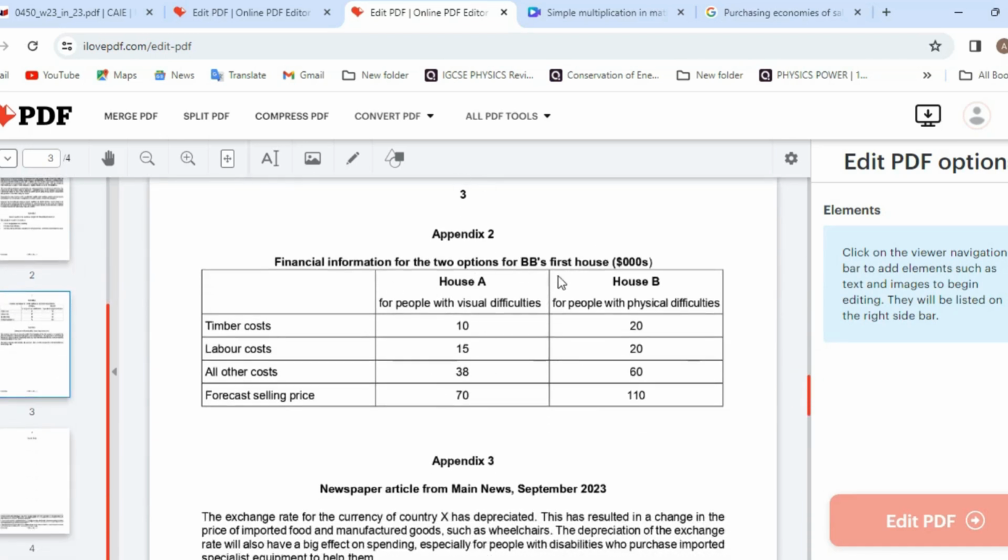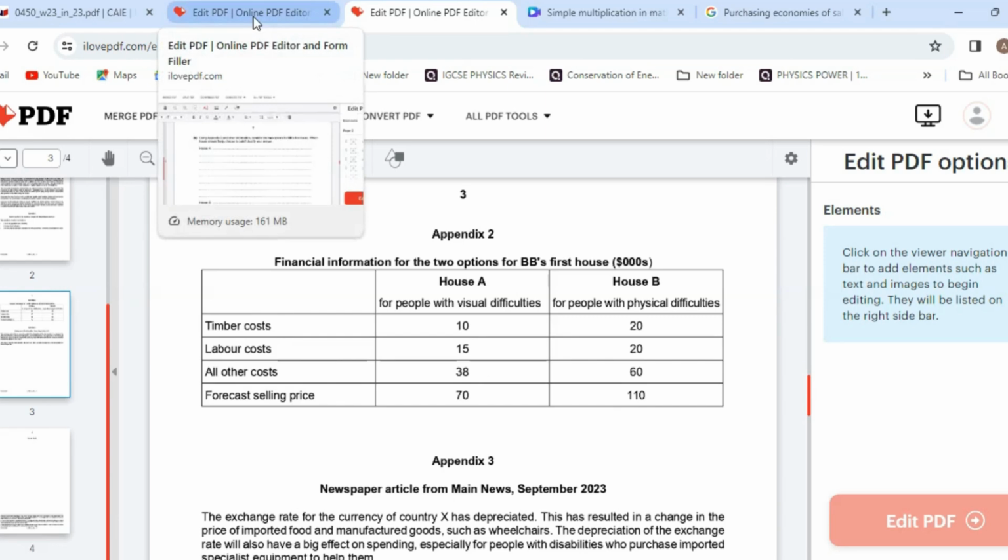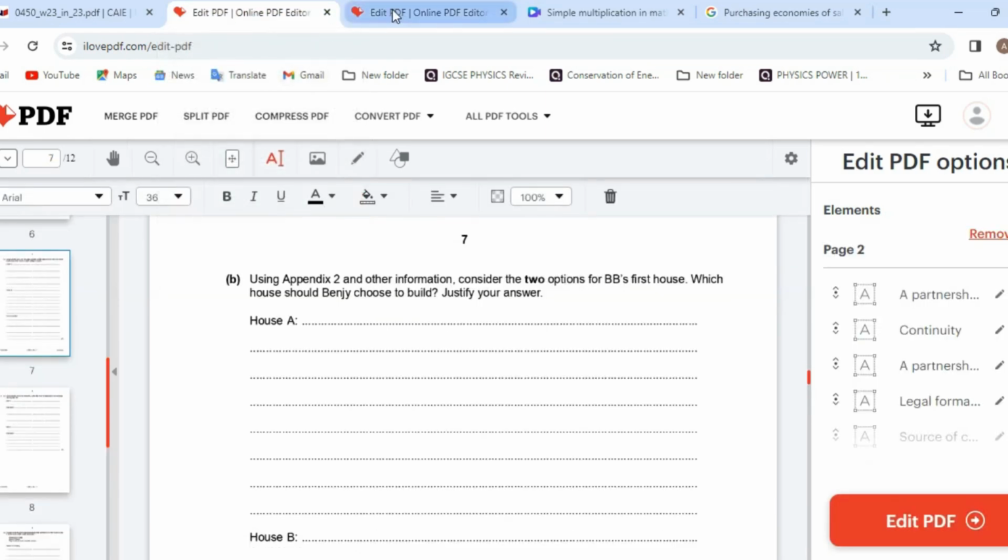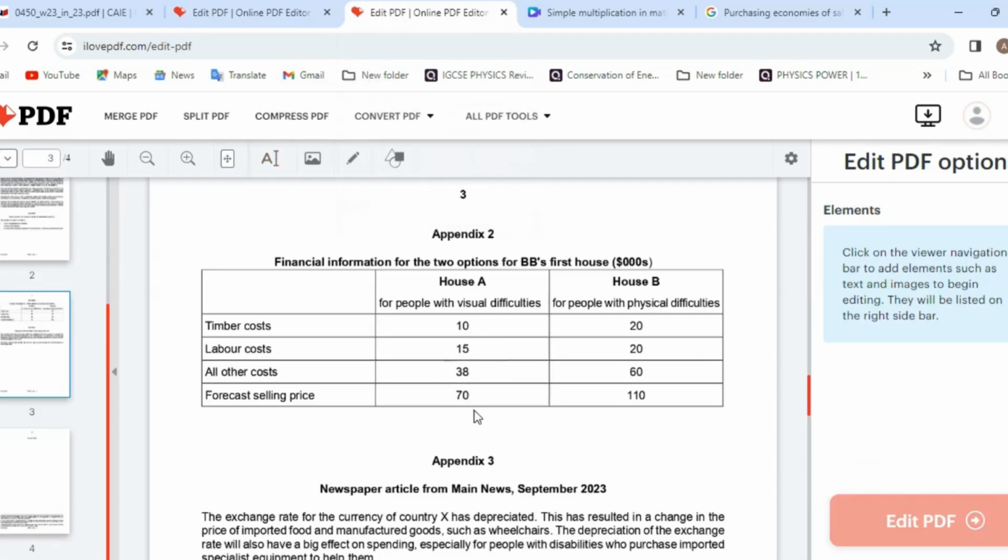We have house A here. We have house B here. Here we have the timber cost, labor cost, all other costs, and the forecast selling price. Okay, now let's bring out some points here based on this appendix for house A. Of course, the first one that you can see here is the timber costs are lower at $10,000 rather than $20,000 for house B.